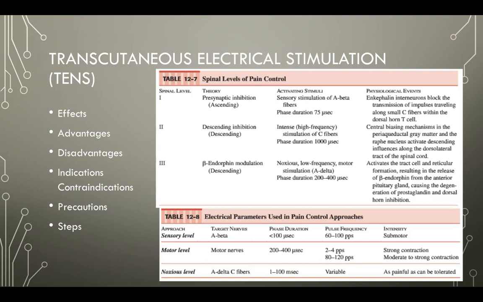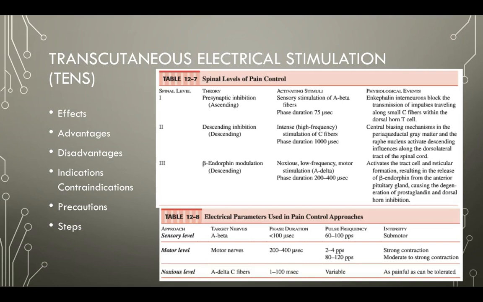Contraindications are all of our typical stim contraindications: the implanted pacemakers, cancers, pregnancy over the lumbar abdomen area, over the heart and the brain, especially those sensitive areas like the carotid sinus and the pharynx and the larynx and all of that. Any myocardial problems. So basically our general contraindications.